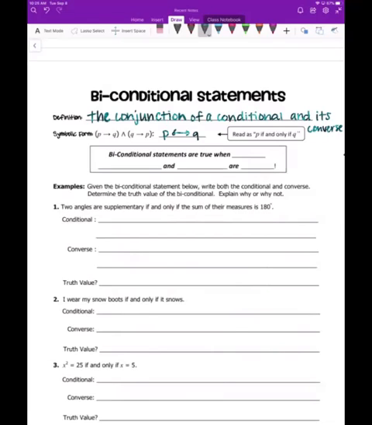All right, so biconditional statements are true when both the conditional statement and the converse statement are true. So both the conditional statement and the converse statement have to be true in order for the biconditional statement to be true. So let's go ahead and look at some examples.